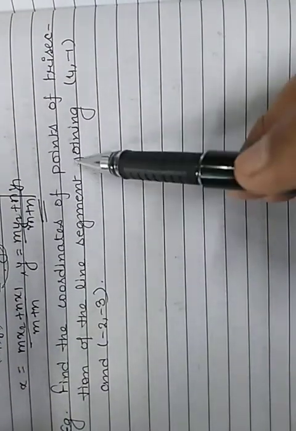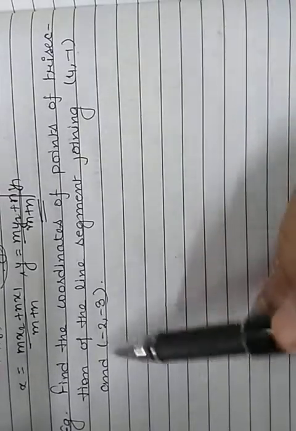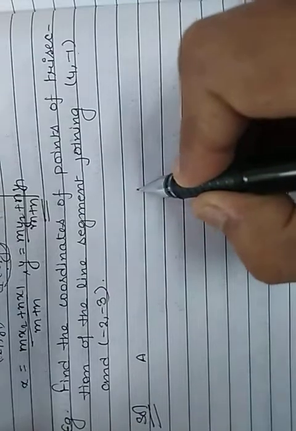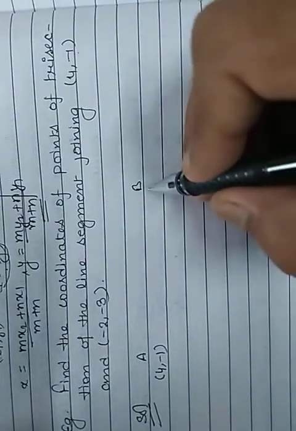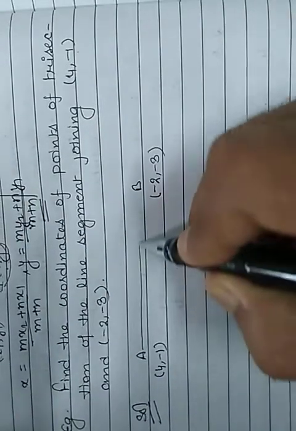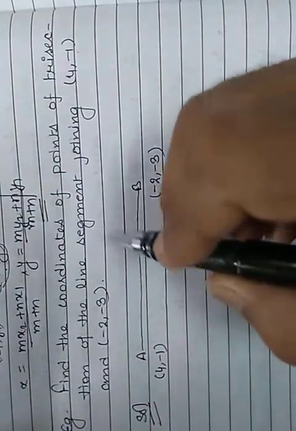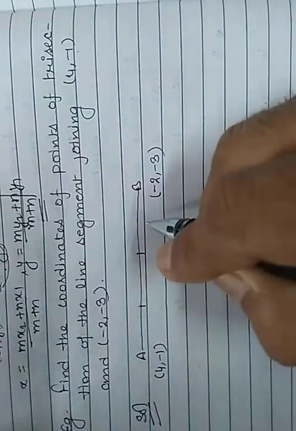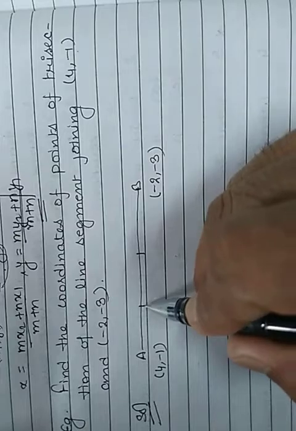Find the coordinates of the points of trisection of the line segment joining 4, minus 1 and minus 2, minus 3. So this is point A and this is point B. The coordinate of A is 4, minus 1, and the coordinate of B is minus 2 and minus 3. This is a line joining A to B, and it is trisected. Trisected means it is divided into 3 equal parts. So this is the first, this is the second part, and this is the third part. And we have to find the coordinates of these points.